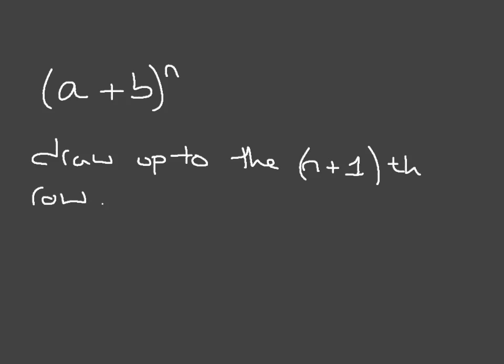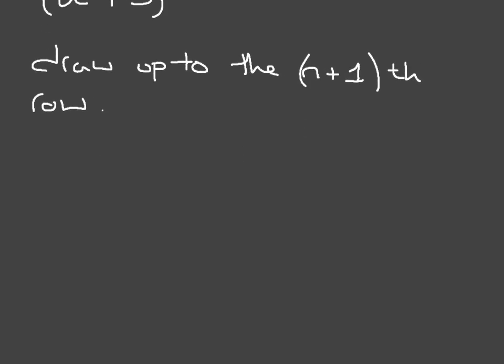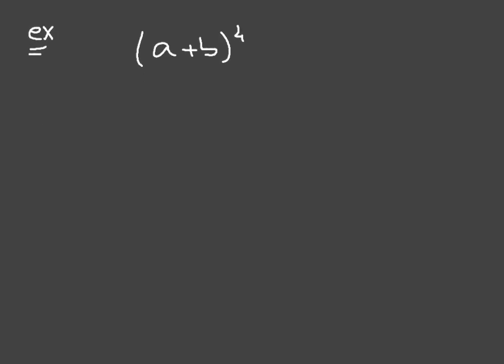And let's see how this works. Here's an example. Let's say we wanted to find all the terms of a plus b to the power of 4. Well, to begin with, just as we said earlier on, we're going to draw Pascal's triangle to the 4 plus 1th row. In other words, 5th row. So let's go ahead and do that.